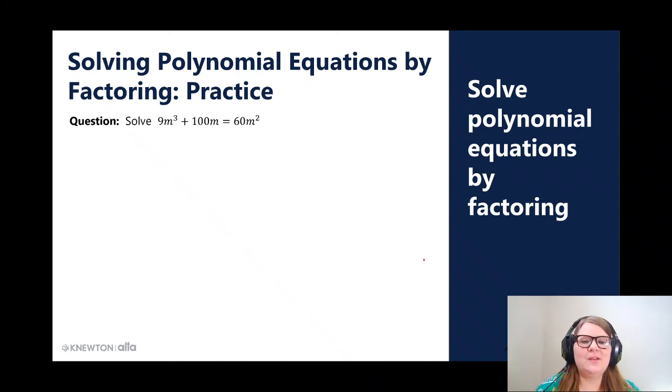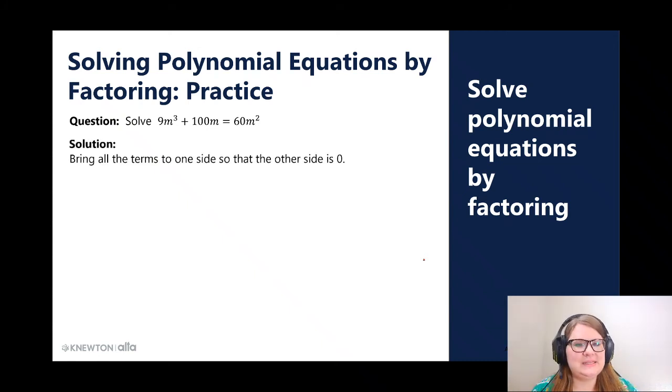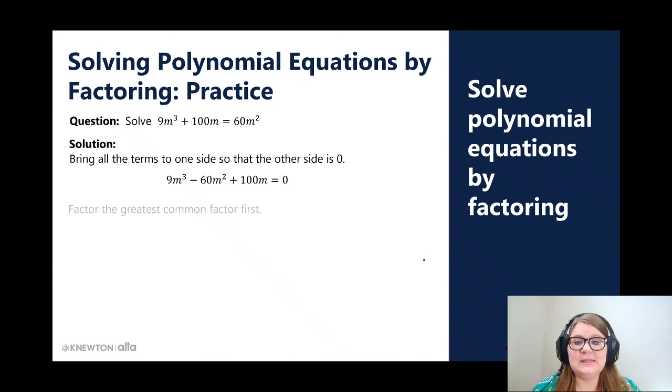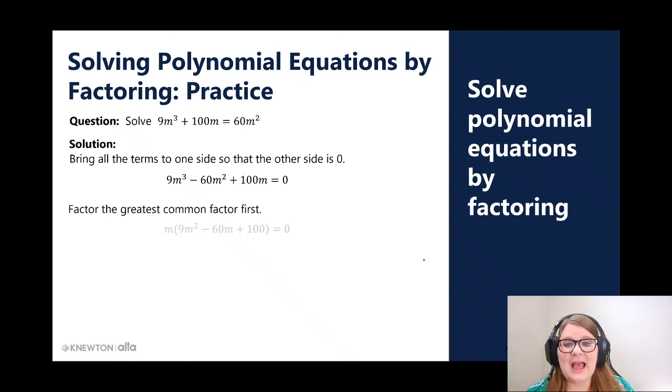All right, let's take a look at another question. In this one, first of all, you'll recognize it's not in standard form. It's not all on one side. So I'm going to start by subtracting my 60m squared over. And notice that I am putting it in decreasing exponent order. So my m cubed comes before my m squared, comes before my m. Now, the next thing I want to recognize here is that there is a greatest common factor. I can pull an m out of each and every term. So I do. And that leaves me with 9m squared minus 60m plus 100 on the inside.